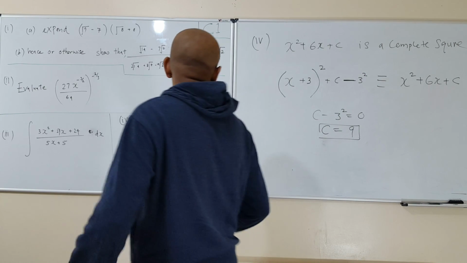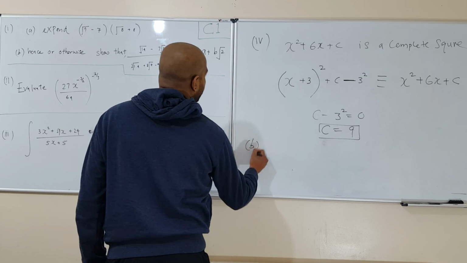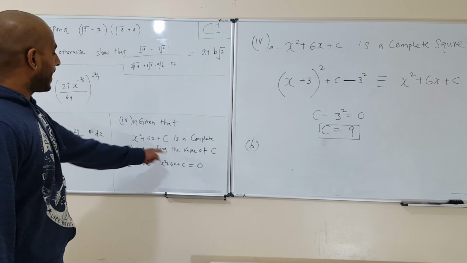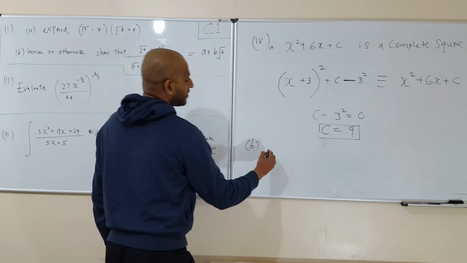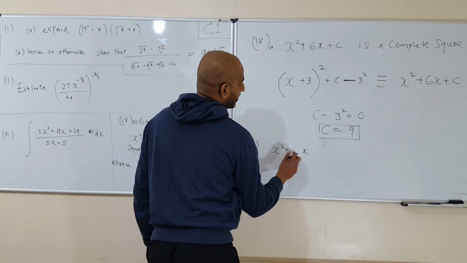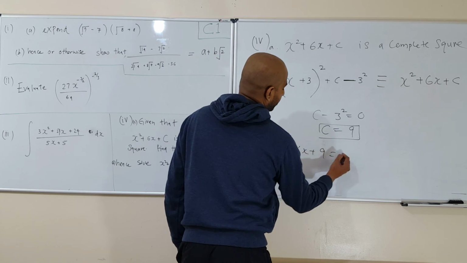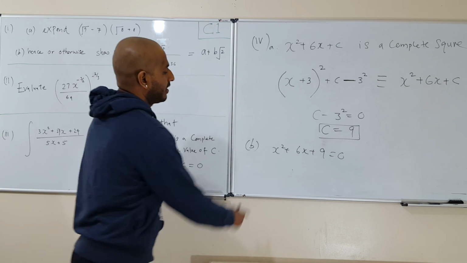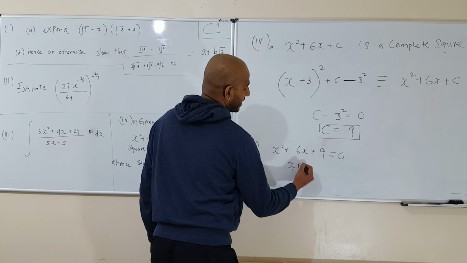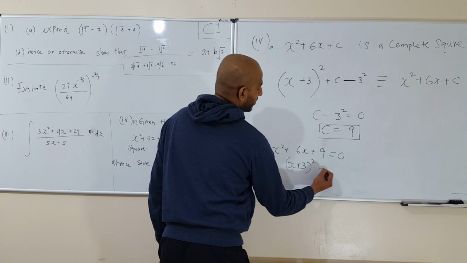Right. Part B of it. Hence solve the equation. Hence solve that. So we can substitute the values. Solving it, I think, is pretty simple now. Sorry, x squared plus 6x plus 9 equals 0. This is a complete square, so we can write this one as x plus 3 squared equal to 0.